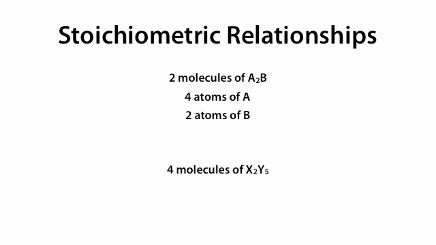What if we had 4 molecules of X2Y5? How many of each atom do we have now? We said that in one molecule of X2Y5, we had 2 atoms of X and 5 atoms of Y. So in 4 molecules of X2Y5, we have 8 atoms of X, because we now have 4 times the amount of X atoms. And we have 20 atoms of Y, because we now have 4 times the amount of Y atoms, because we have 4 times the amount of molecules. We multiply everything times 4.